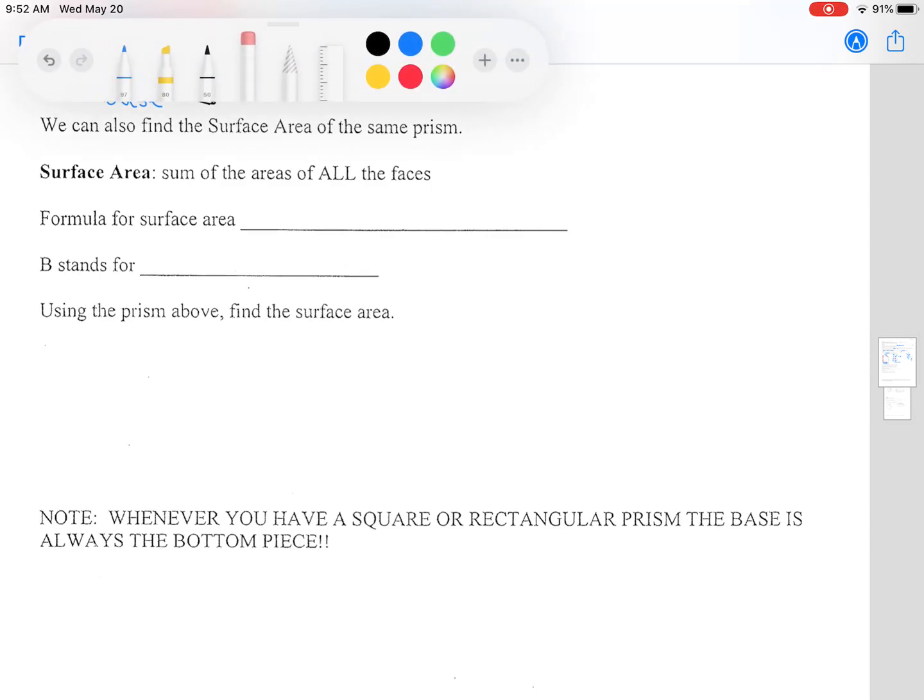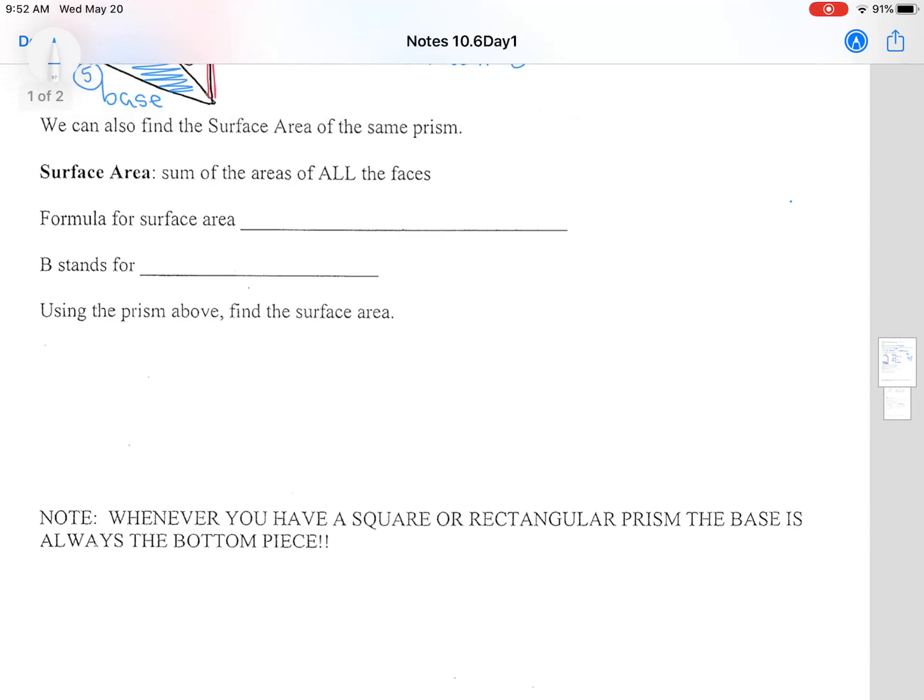Okay, so part 2 to lateral area is something called surface area. So the difference between lateral and surface area, lateral area was all the area of the faces in between. We didn't account for the bases. What surface area now does, it accounts for every single surface that you see. So we have to now take into account our bases.